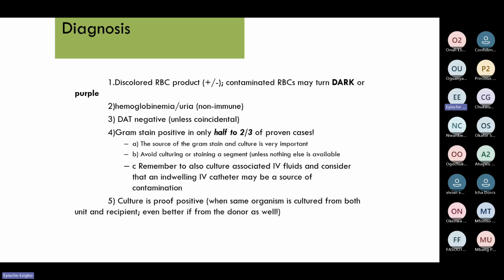Culture is proof that an organism contaminates the blood product, but we must culture from the bag, we must culture from the line, and the recipient of the blood product must also be cultured. So identification of the same organism in the bag, in the line, and in the recipient confirms that it is a result of contamination, sepsis from contaminated blood products.